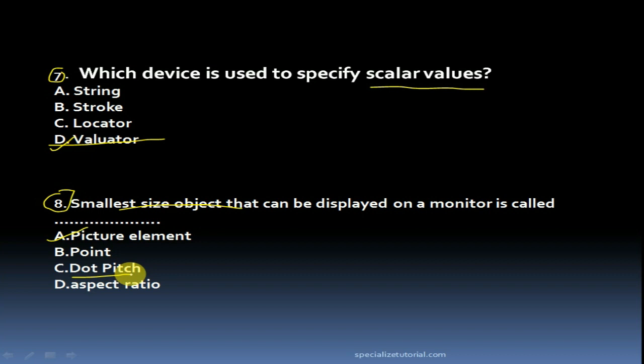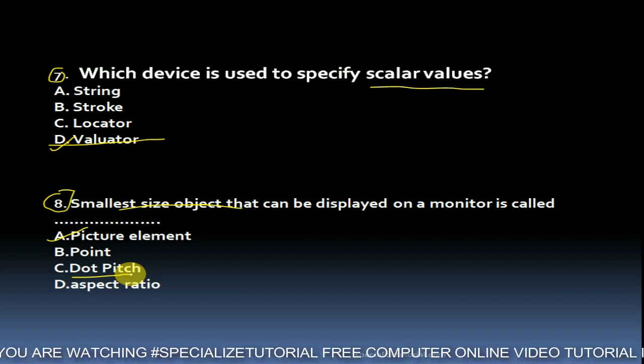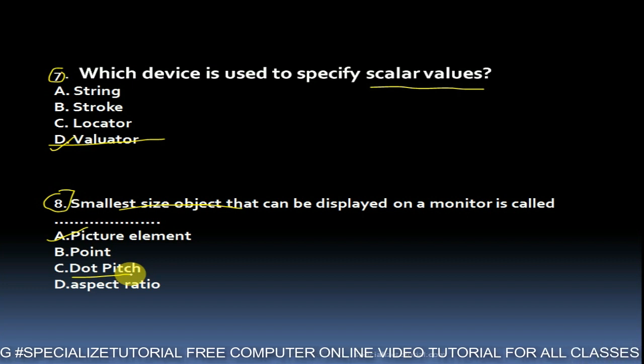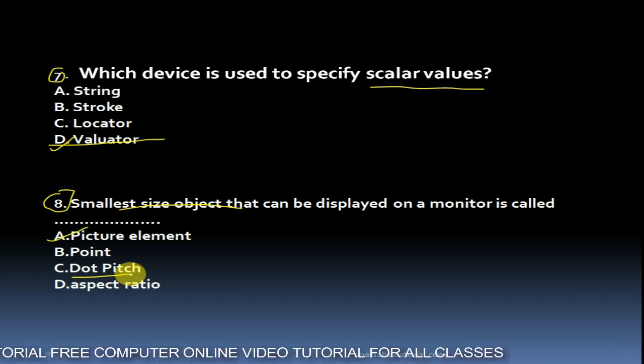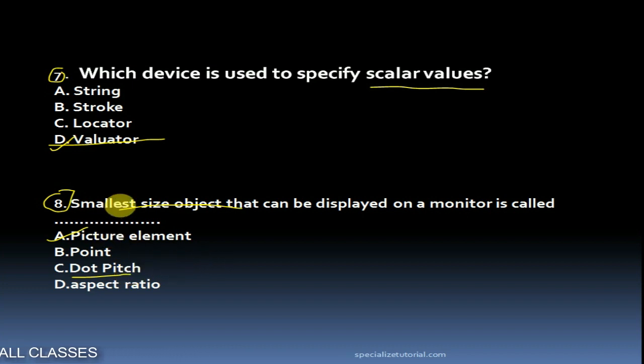Now suppose we take an example from computer graphics: aspect ratio is the relative horizontal and vertical size. For example, if a graphic has an aspect ratio of 2 to 1, it means that the width is twice the height when resizing the graphic. It's important to maintain the aspect ratio to avoid stretching the graphic out of proportion. So now moving on to the question: the smallest size object that can be displayed on the monitor is called picture element.